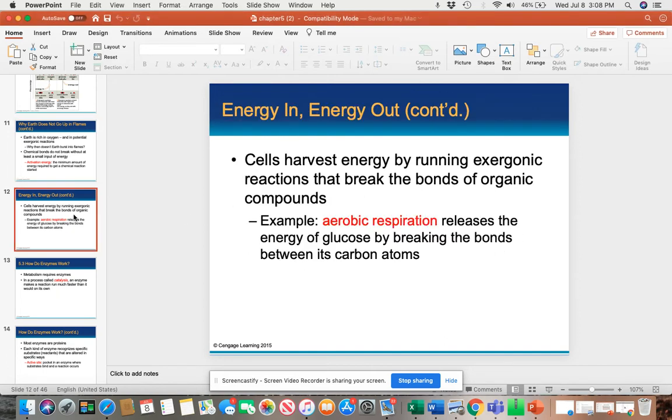We will talk about aerobic respiration, in other words, a reaction that requires oxygen. There are anaerobic respiration or anaerobic reactions where oxygen is not required.